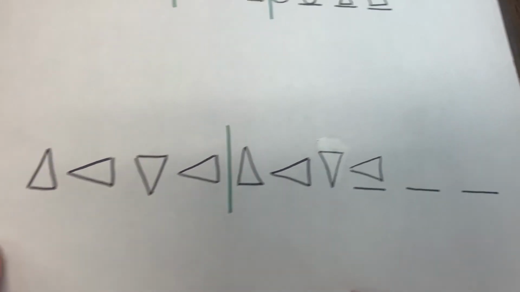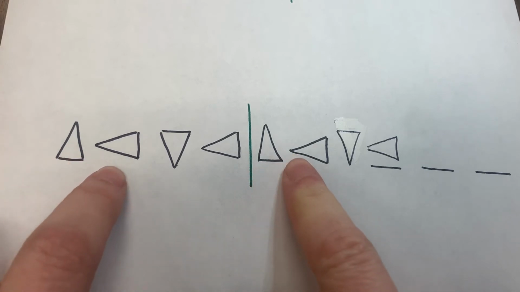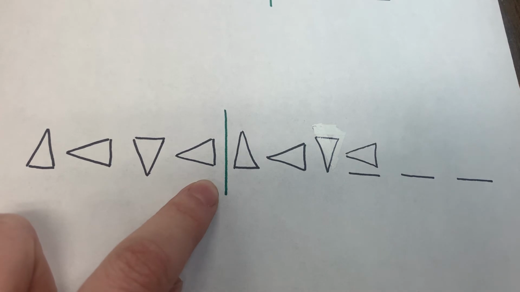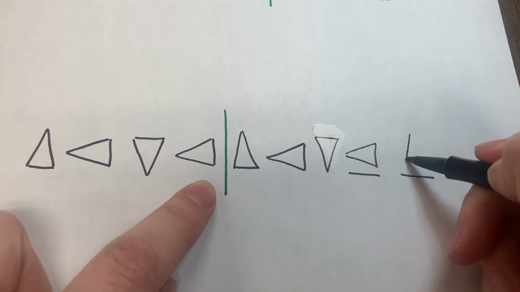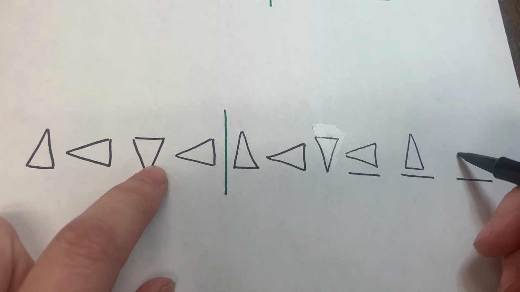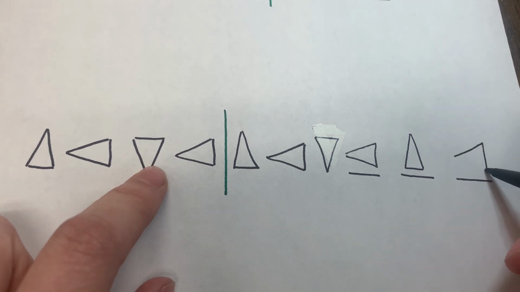Okay, so let's see what we need next. We have up, left, down, left. So now we need up again, because here's where it would repeat again. Up, and then next would come left.